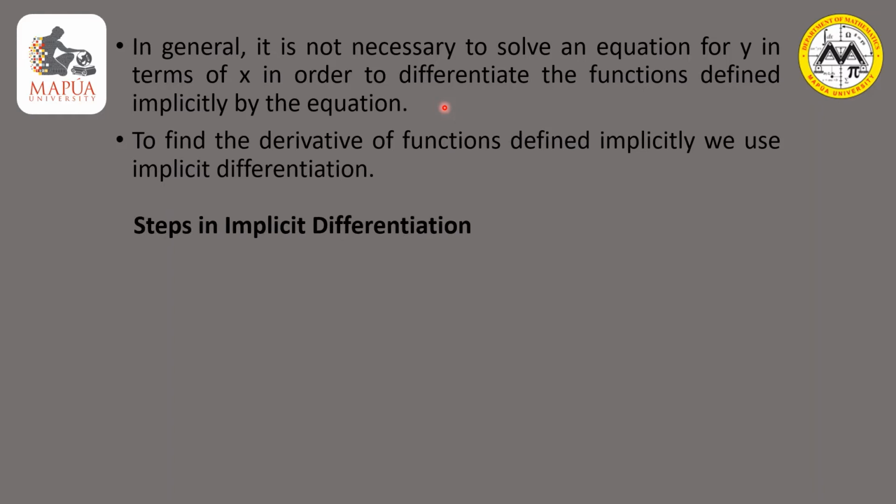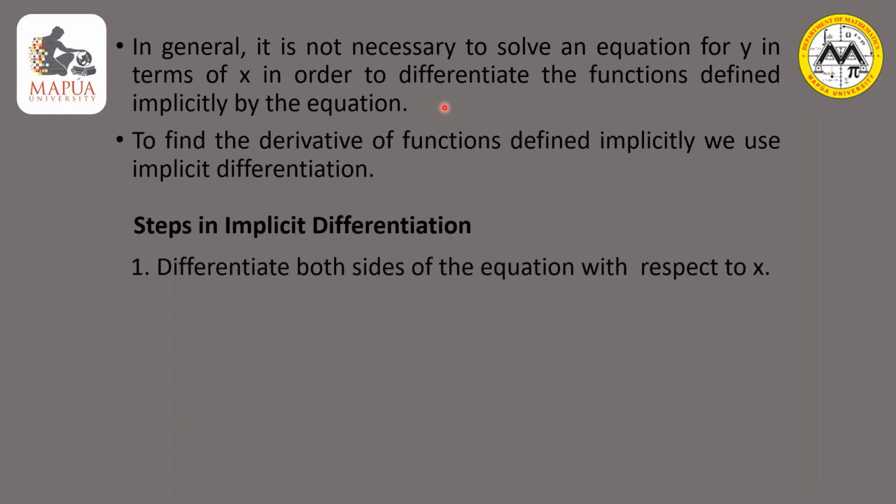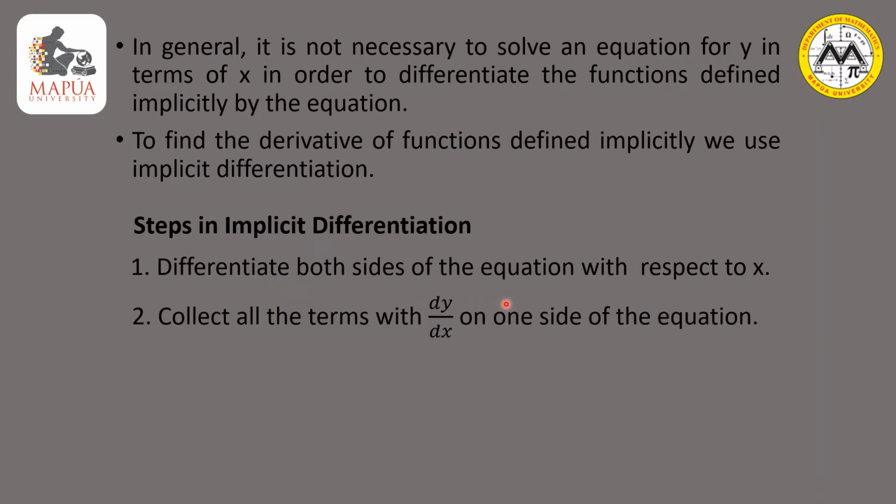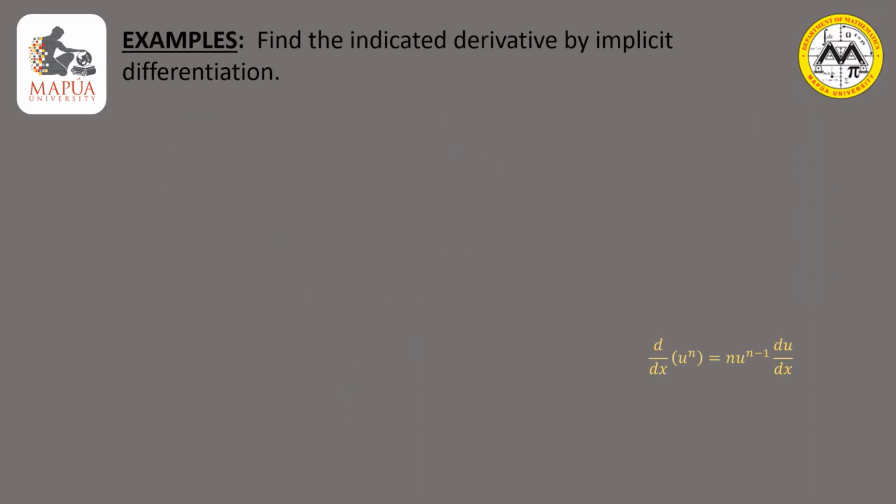So the steps in implicit differentiation are as follows. We differentiate both sides of the equation with respect to x, and then we collect all the terms with dy/dx on one side of the equation. Then we factor out dy/dx from among those terms with a dy/dx factor, and then solve for dy/dx in terms of x and y. To illustrate how implicit differentiation is done, let us work on the following examples.